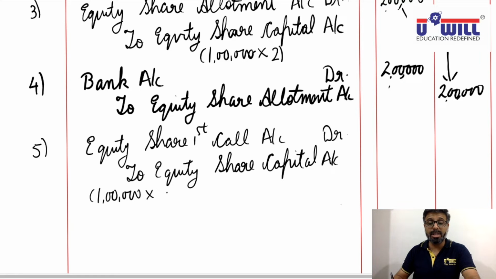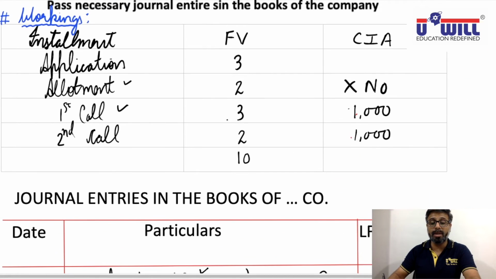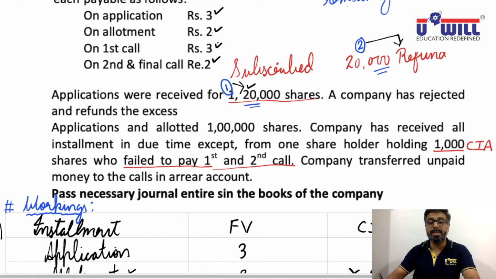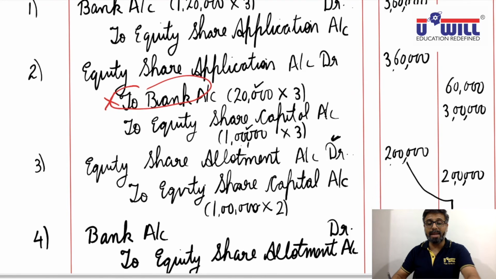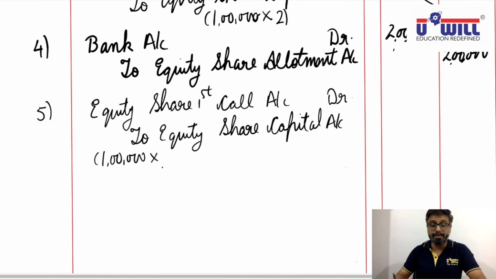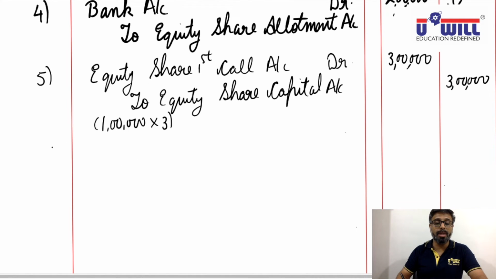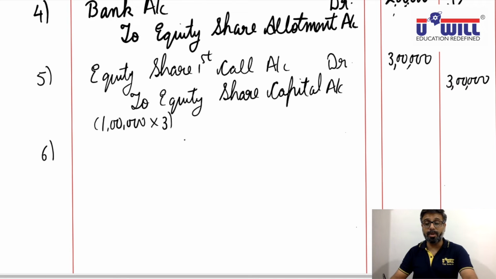First call money is 3 rupees. So 1 lakh into 3, 3 lakhs. Narration, simple short narration: being first call money due. Now we'll pass the entry of receipt of call money.